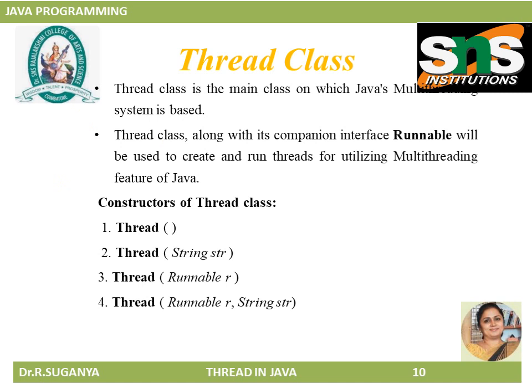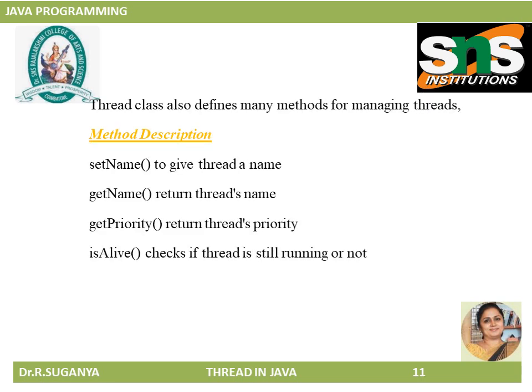Thread class: the Thread class is a main class on which the Java system is based. The Thread class along with its companion interface Runnable will be used to create and run threads for utilizing the multi-threading features of Java. Constructors of the Thread class: Thread(String), Thread(Runnable), and Thread(Runnable, String).